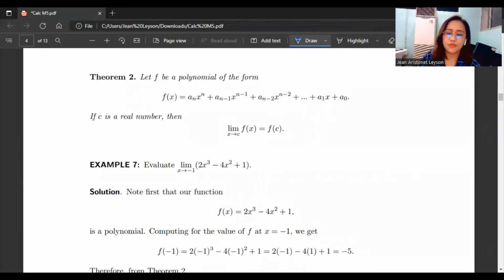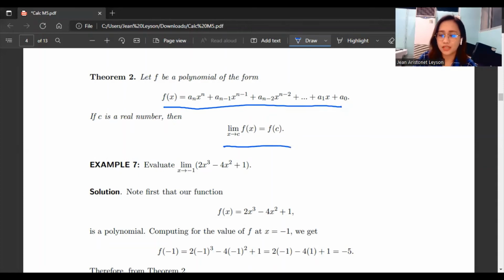So we have another theorem, Theorem 2. Let f be a polynomial of the form f of x is equal to a sub n x to the power of n plus a sub n minus 1 x to the power of n minus 1 plus a sub n minus 2 x to the power of n minus 2 plus and so on, a sub 1 x plus a sub 0. So if c is a real number, then the limit of f of x as x approaches c is f of c.